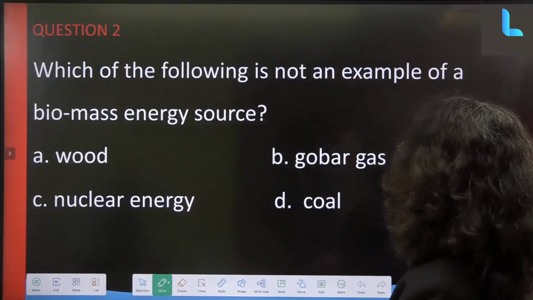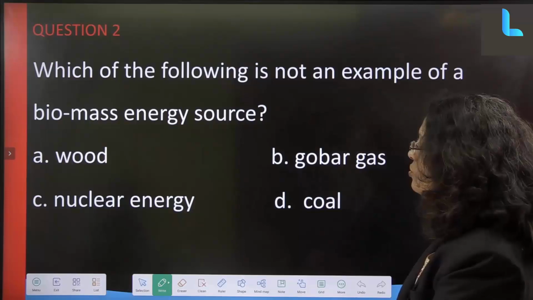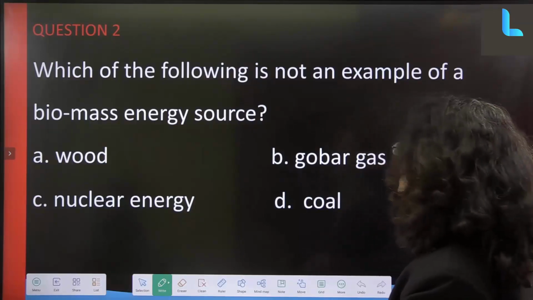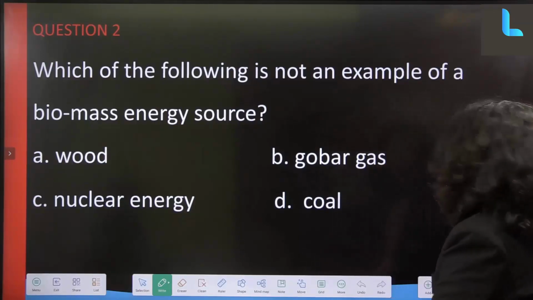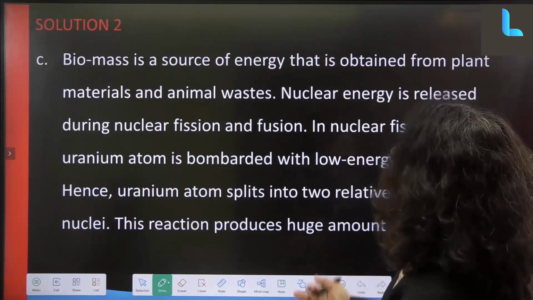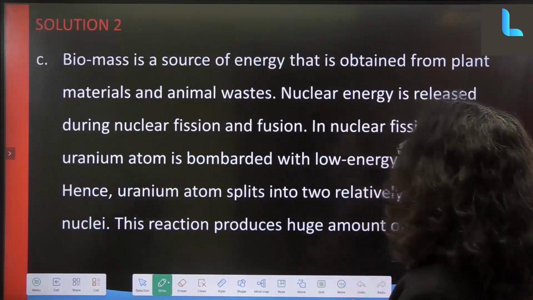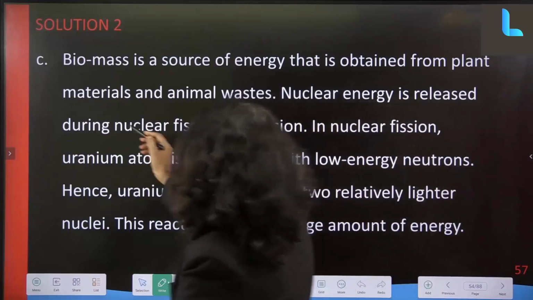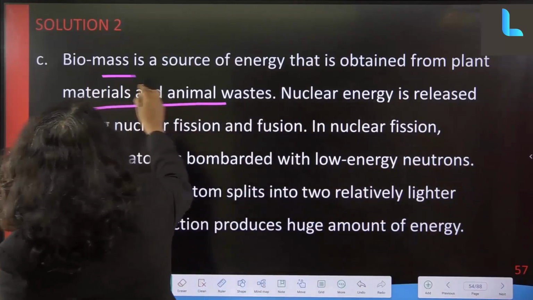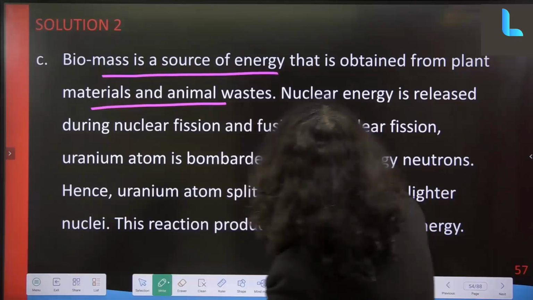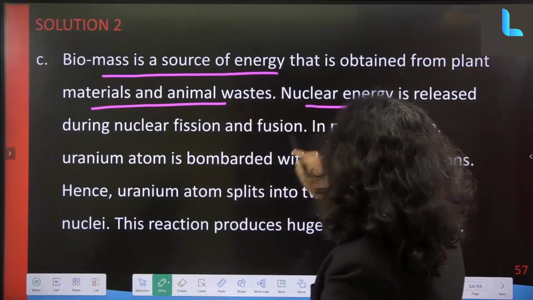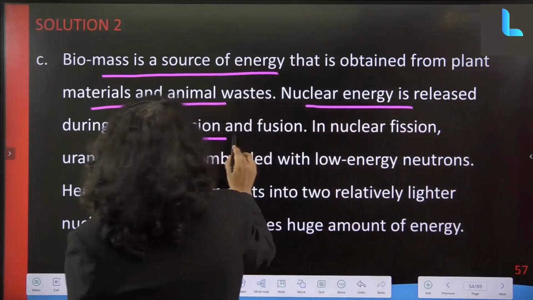Which of the following is not an example of biomass energy source? Wood, gobar gas, nuclear energy or coal. Biomass is a source of energy that is obtained from plant material and animal waste. Nuclear energy is released during nuclear fission and fusion.